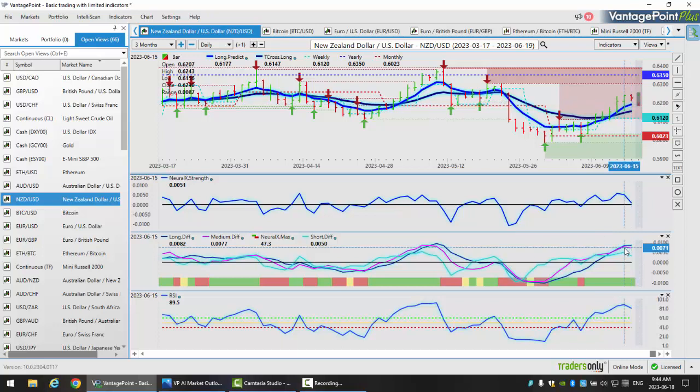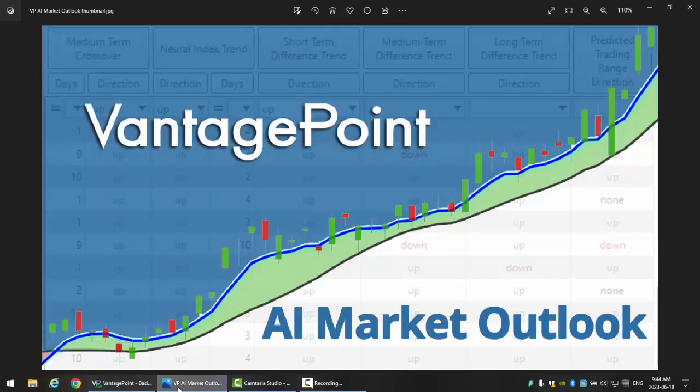Now, when I look at this right now, the indicators from Vantage Point are cautiously warning of yet another reversal back to the downside on this pair. So be very, very cautious as we go into a holiday short week. So with that said, this is the Vantage Point AI Market Outlook for the week of June the 19th, 2019.